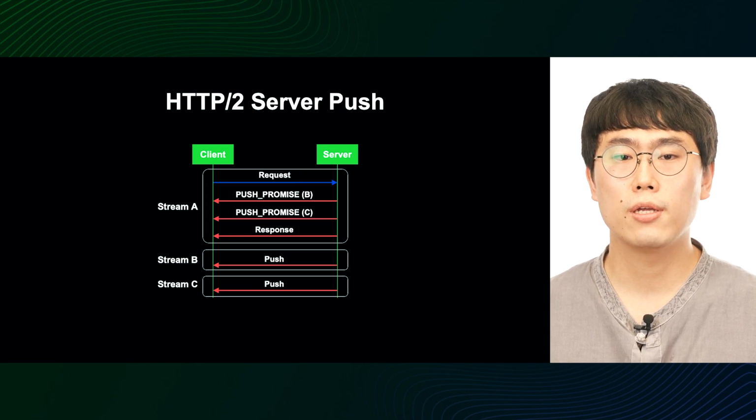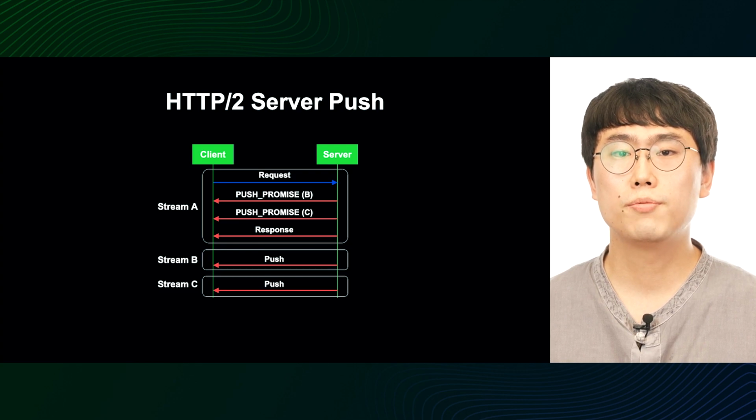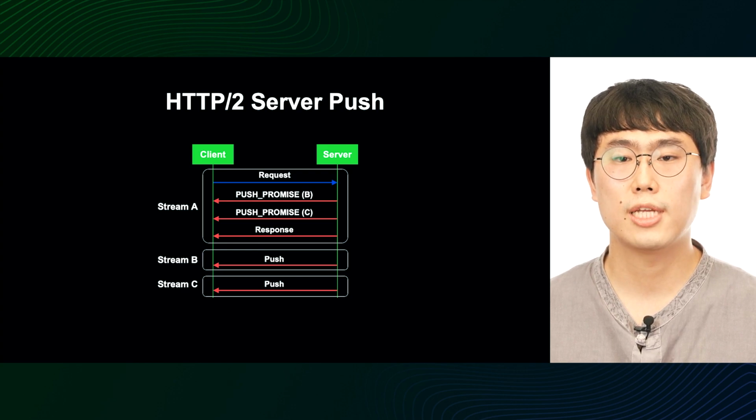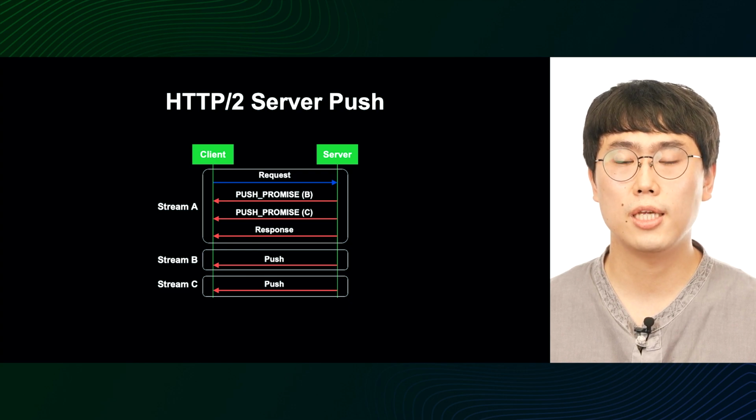Before sending a push, a server must send push promise to the client to let it know that there's something to be pushed. Each push is transmitted in separate streams from the stream where push promise was sent. In this diagram, two push promise frames promise that two push data will be sent in stream B and C.